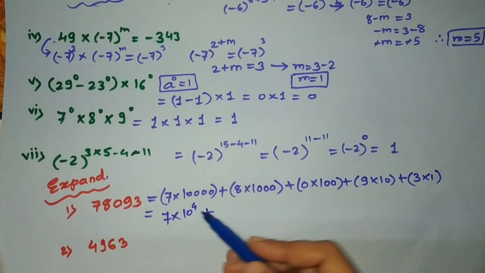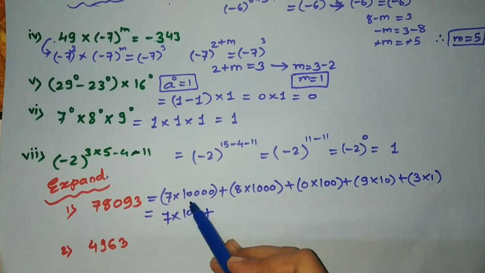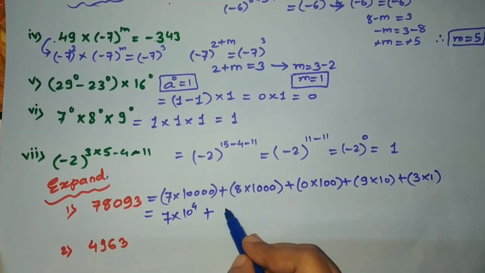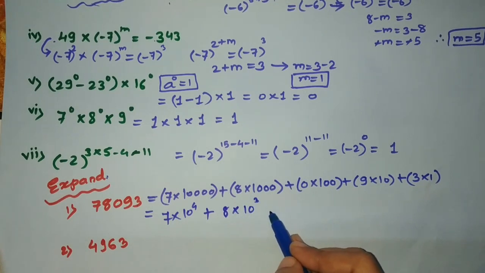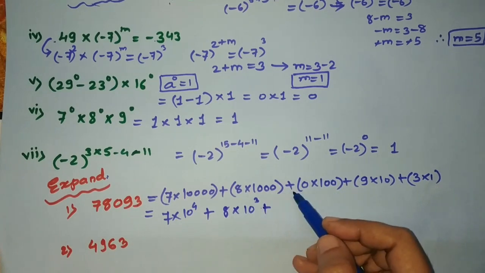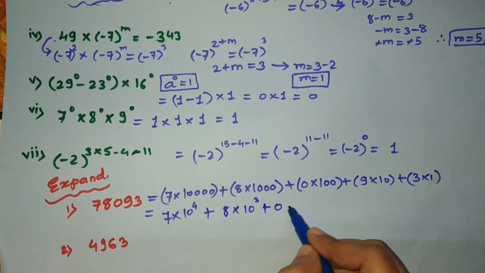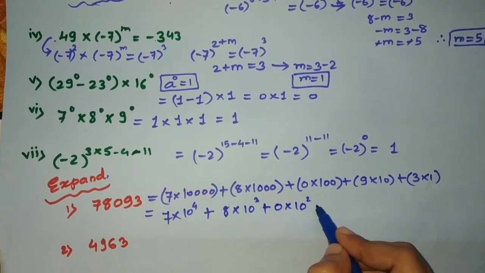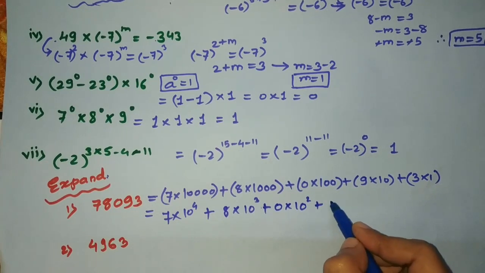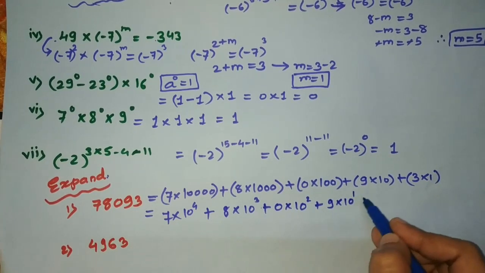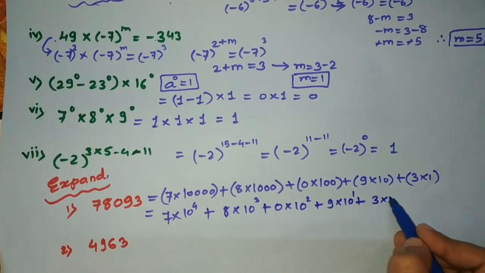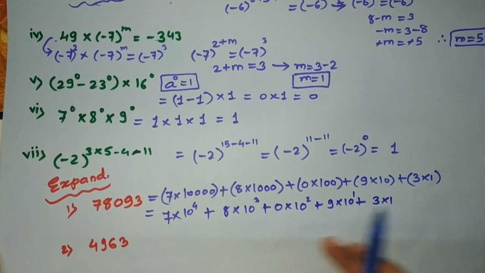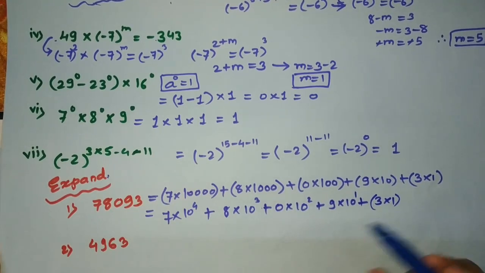10 to the power 4 means 10 into 10 into 10 into 10, that is 4 times 10. Then next we'll write 8 into 10 to the power 3. Plus we will write 0 as it is, or you can write 0 into 10 square, plus 9 into 10 to the power 1, and finally plus 3 into 1. So in this way we can expand it.